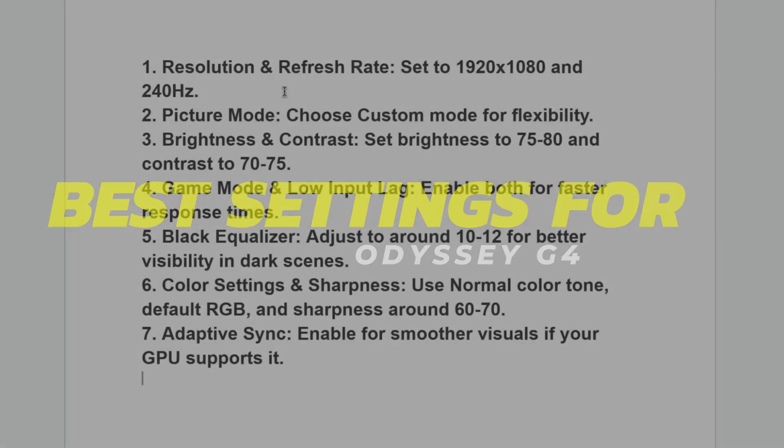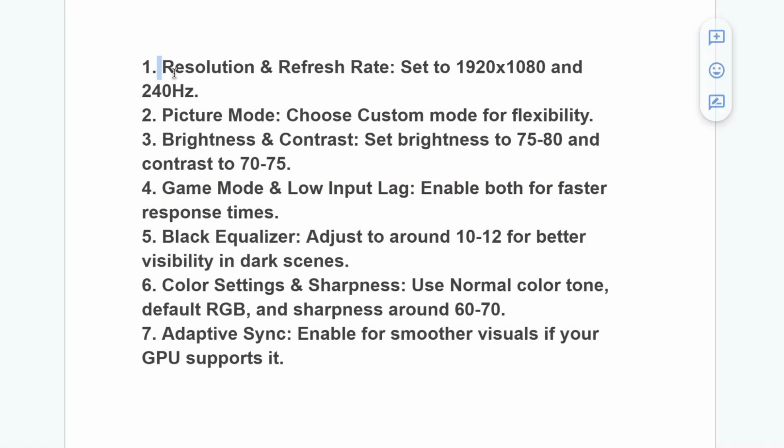Alright, let's begin. First, open your computer's display settings and ensure that the resolution is set to 1920 by 1080p, which is Full HD for the sharpest image. Next, navigate to the advanced display settings and set the refresh rate to 240Hz for a smoother experience, especially when gaming.